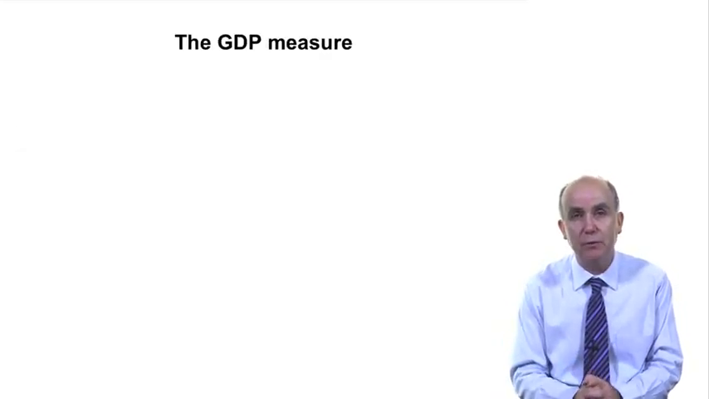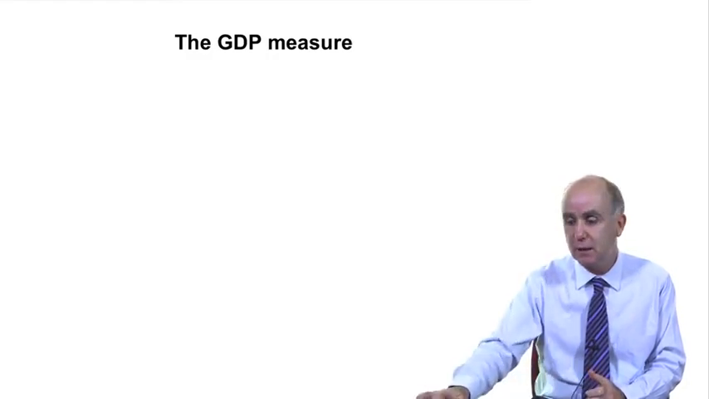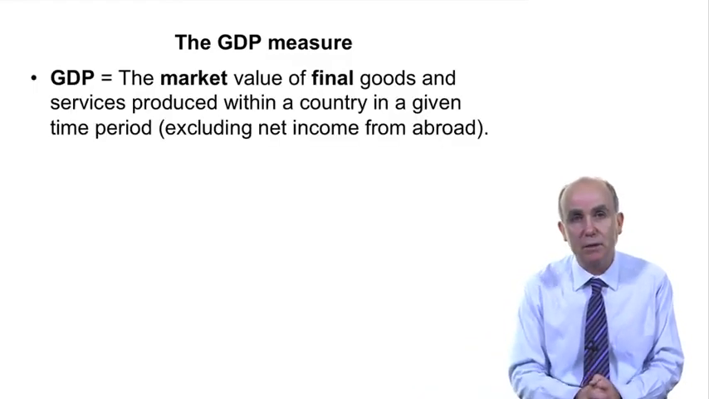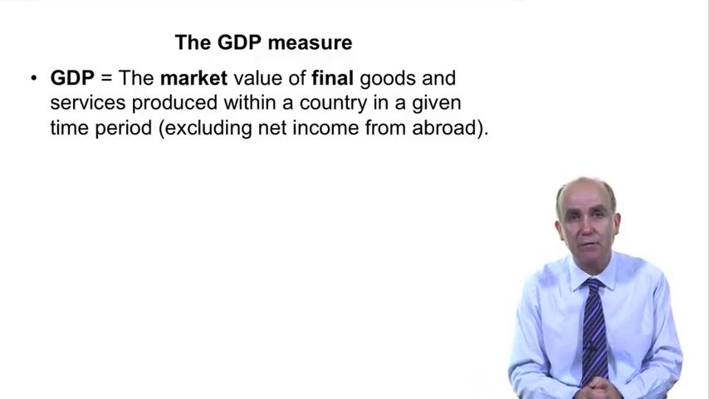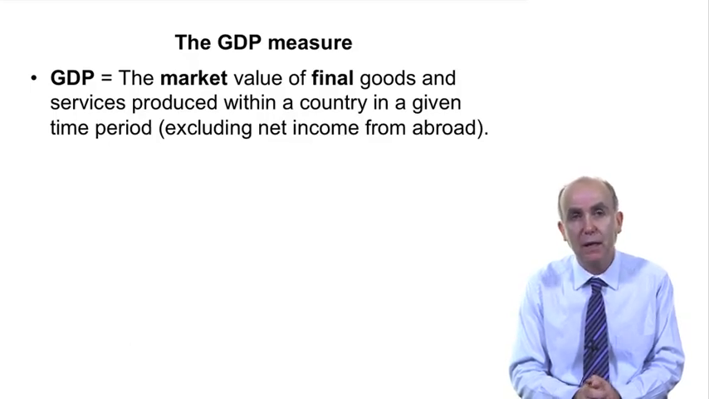One particular value measure, the value measure that's most commonly used by economists, is gross domestic product. Gross domestic product is a measure of the market value of final goods and services produced within a country in a given time period, excluding net income from abroad. A couple of important points about this measure. I've highlighted the word final.